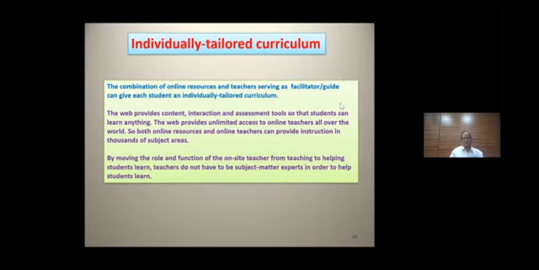Individually tailored curriculum: I have already told you why we should go for individually tailored curriculum. We need a different curriculum for different students. Even though all of them are studying the same subject, we need a different curriculum depending on the level of understanding of the subjects.